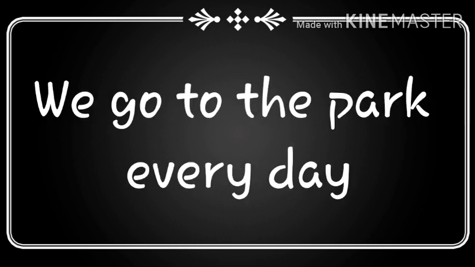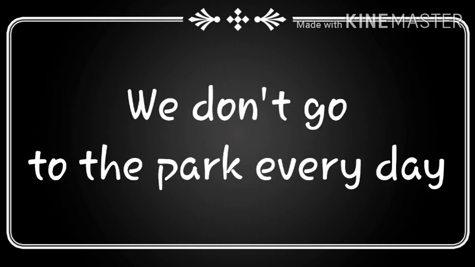Next is we go to the park every day. Here go is the main verb. It shows an action. There is no helping verb in between we and go. So we have to make one. Go is the present tense form. That is the do form. So what do? We do not go to the park every day, or we don't go to the park every day.